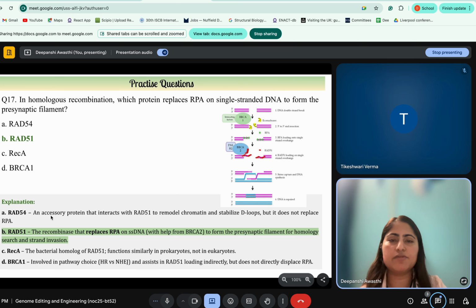So RAD54 is an accessory protein which will help the RAD51 to work properly, whereas RecA, so we have read about it in the case of bacterial homologs, that in bacteria we have the RecA in place of RAD51 which does similar work as compared to RAD51. And BRCA1, so we discussed that it is involved in the initial steps which assist in RAD51 loading indirectly and is not directly involved in this RAD51 loading.